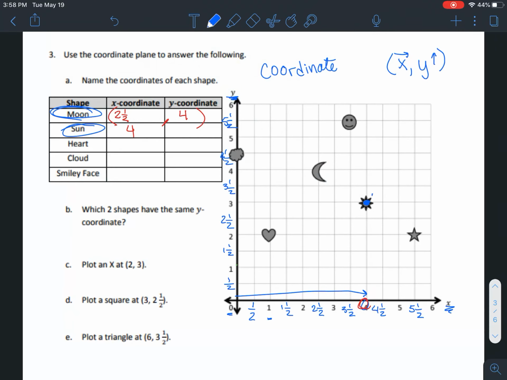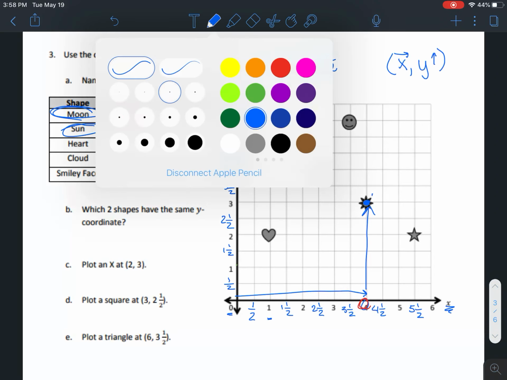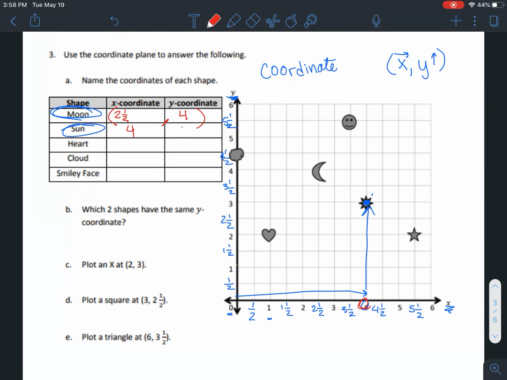Then I needed to go up to the number 3 on the y-axis. So the coordinates for the sun are at 4, 3. And notice when I'm writing my answer, I'm always making sure that they're in parentheses and there's a comma in between the x coordinate and the y coordinate.